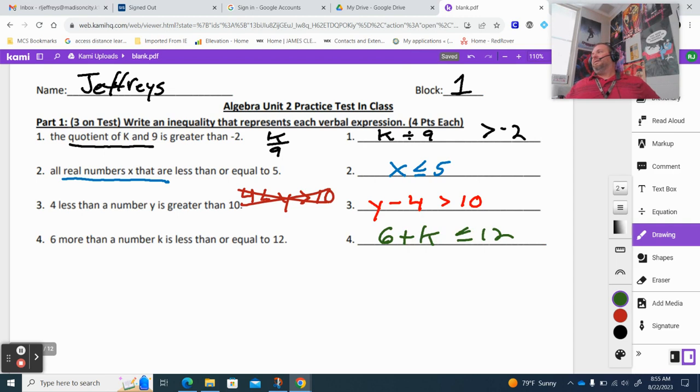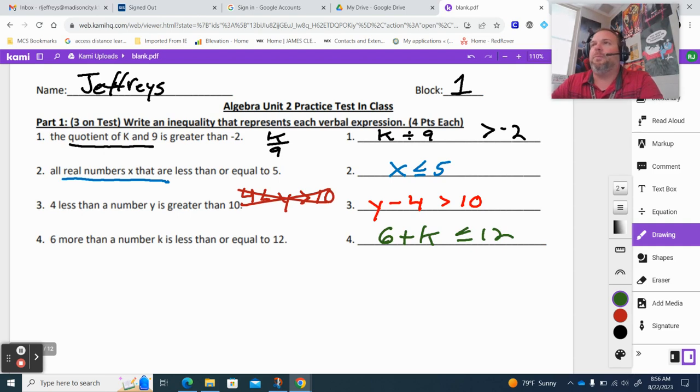All right. So we have 4 of those on our practice test. There's 3 on the actual test. They're 4 points each. So we're going to kind of go on from there.